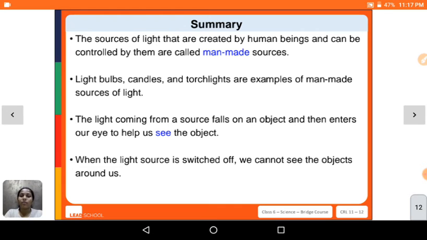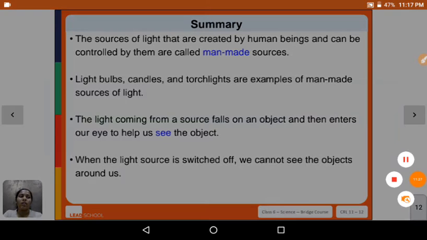Light coming from the source falls on an object and then enters our eyes, which helps us to see the object. When the light source is switched off, we cannot see the objects around us.